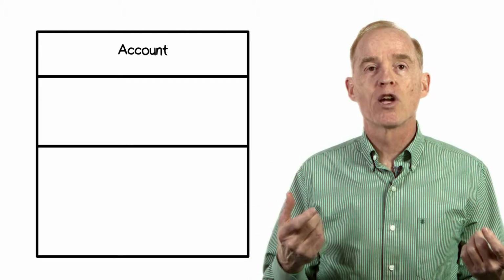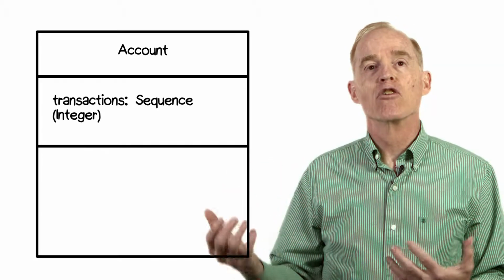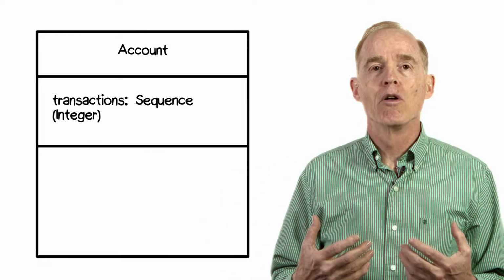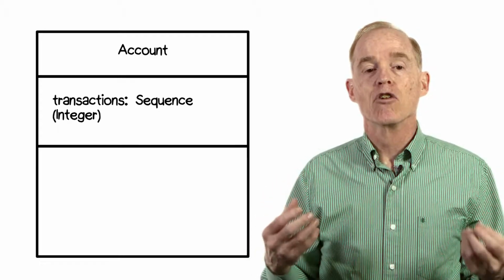I call that particular attribute transactions, and I'm treating it as a sequence of integers because we already assumed that all the deposits and withdrawals are in integers.